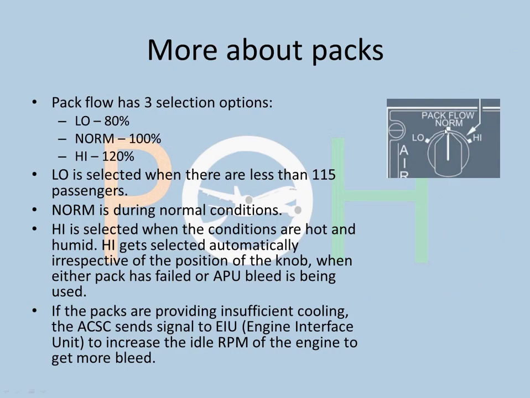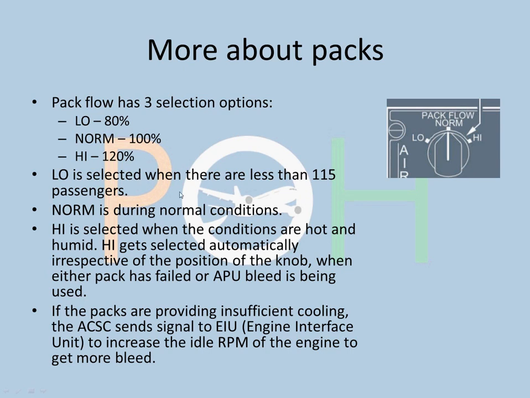Now there's a knob called pack flow on the air conditioning overhead panel. This knob has three options: low, norm, high. The pack flow selections are low 80%, normal 100%, high 120%. In the normal position, it will give you 100% of the pack flow.